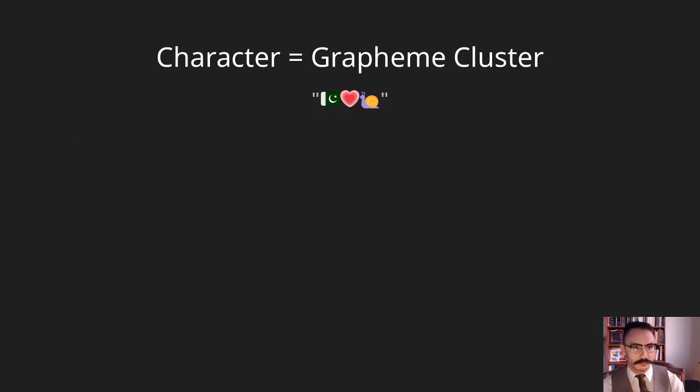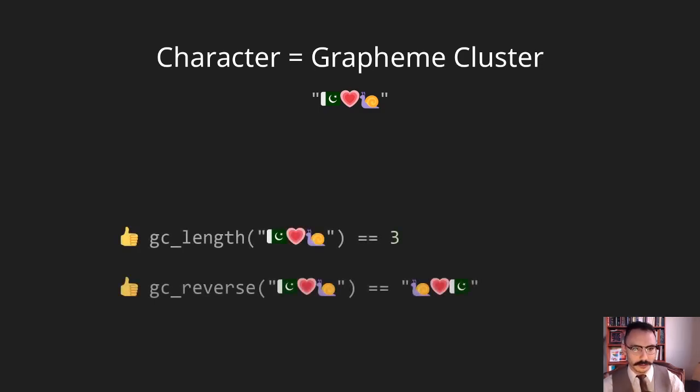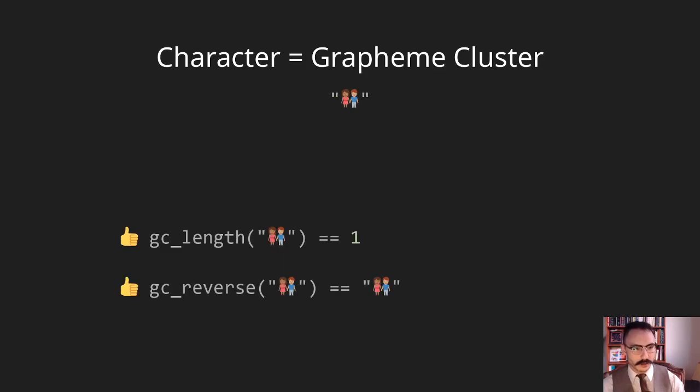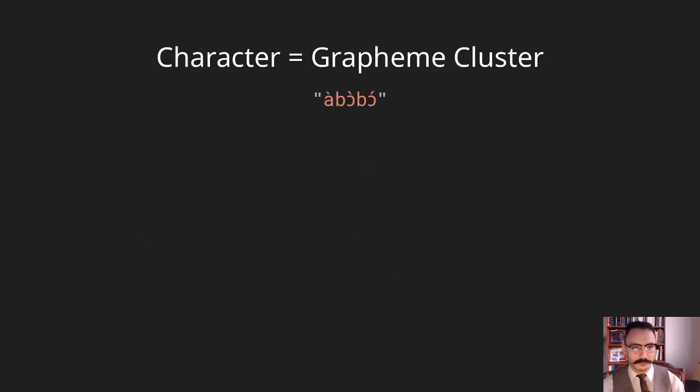So let's see what this looks like in action. We'll start with our Pakistan heart snails. According to the grapheme cluster length, 3, all right. And the reverse, snails heart Pakistan, all right, because it breaks it up into these 3 grapheme clusters. The algorithm doesn't care that the Pakistani flag consists of 2 code points. It collapses them into a single cluster. And our happy couple emoji, yep, 1. The reverse is also 1. This is great. Single grapheme cluster.